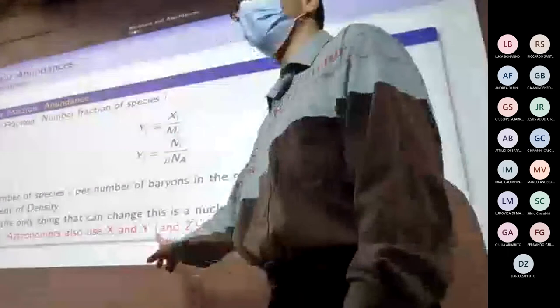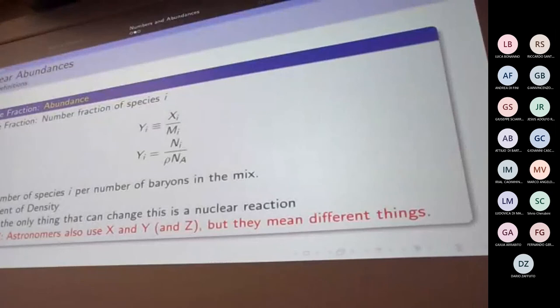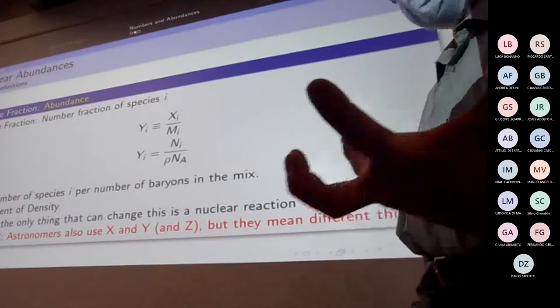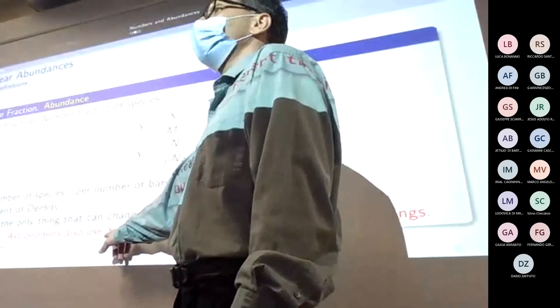Azimuth, azimuth. I don't know. I don't know either. I was hoping you would know. I was just guessing. No, I was really asking because I was hoping someone would tell me. X, I think, means the amount of hydrogen.